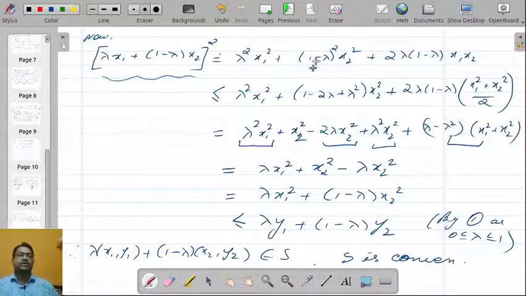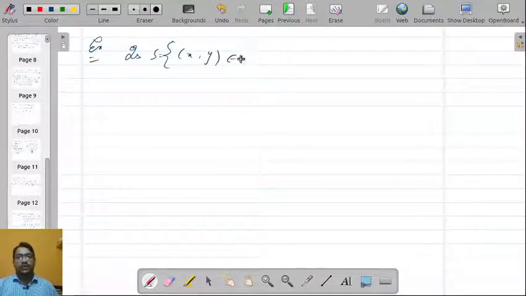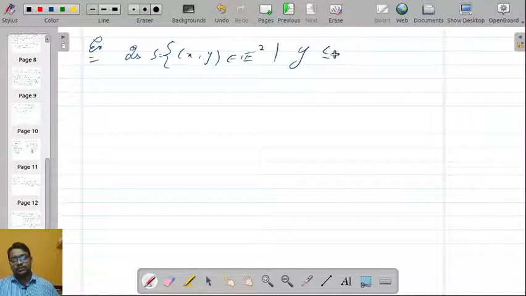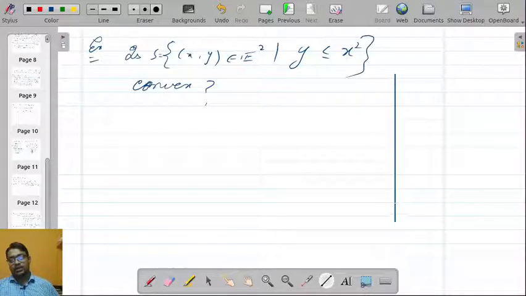So this is a convex set. What I actually wanted to give you as an example is: is this set convex? S equals the set of all (x, y) in E square such that y is less than or equal to x square. Is this convex? If the question is this, you will see that it's not a convex set.